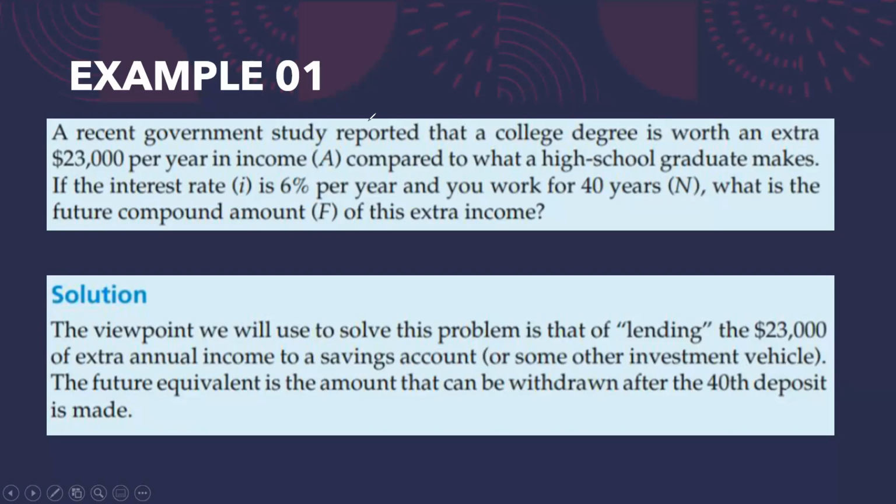If you remember the equation that we just learned in the previous slide, it says the future value, or the future compound value F, is equal to, I hope you can see what I'm annotating here, F is equal to whatever the annuity, the amount that we receive annually, multiplied by (1 plus i) to the power of n minus 1, divided by i. So if I replace the values in this equation, the annuity is given as 23,000 per year.